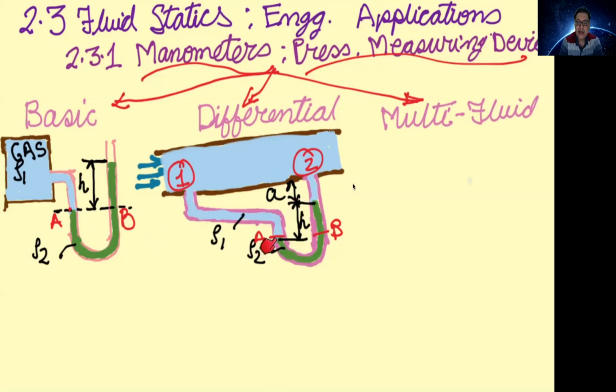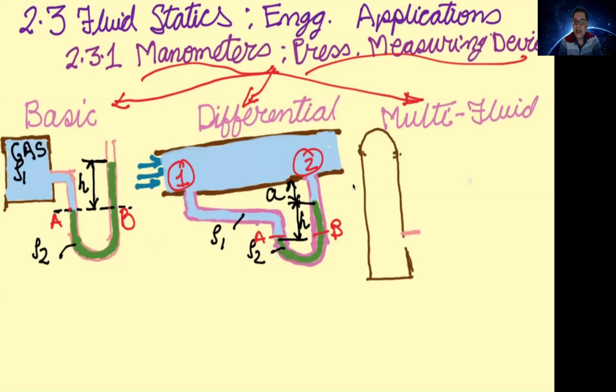Here, points A and B are shown to demonstrate that at this location the green fluid is a continuous fluid, and later on I will come back to this. This will help us to calculate the pressure difference. Note that this is used to calculate the pressure difference P1 minus P2, and that is why it is called a differential manometer, because it measures the difference of pressure in an internal flow situation. The density of the fluid inside this pipe is ρ1, and the density of the manometric fluid is ρ2.